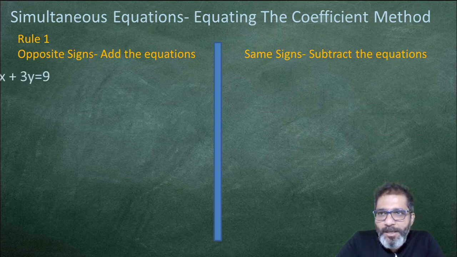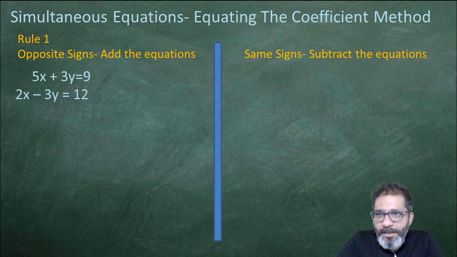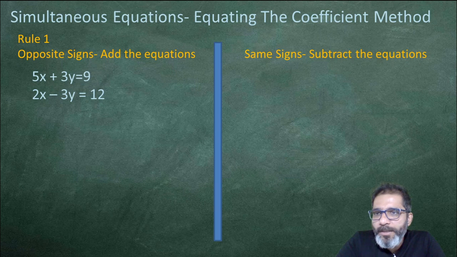Let us take two equations, a simultaneous equation: 5x plus 3y equal to 9 and 2x minus 3y equal to 12. Now if you see here, we have plus 3y and minus 3y. The coefficient of y in the first equation is plus 3, and the coefficient of y in the second equation is minus 3. So what is the rule? Opposite signs, add the equations. Now why add the equations? Because we know that when you add plus 3 and minus 3, the answer is 0.